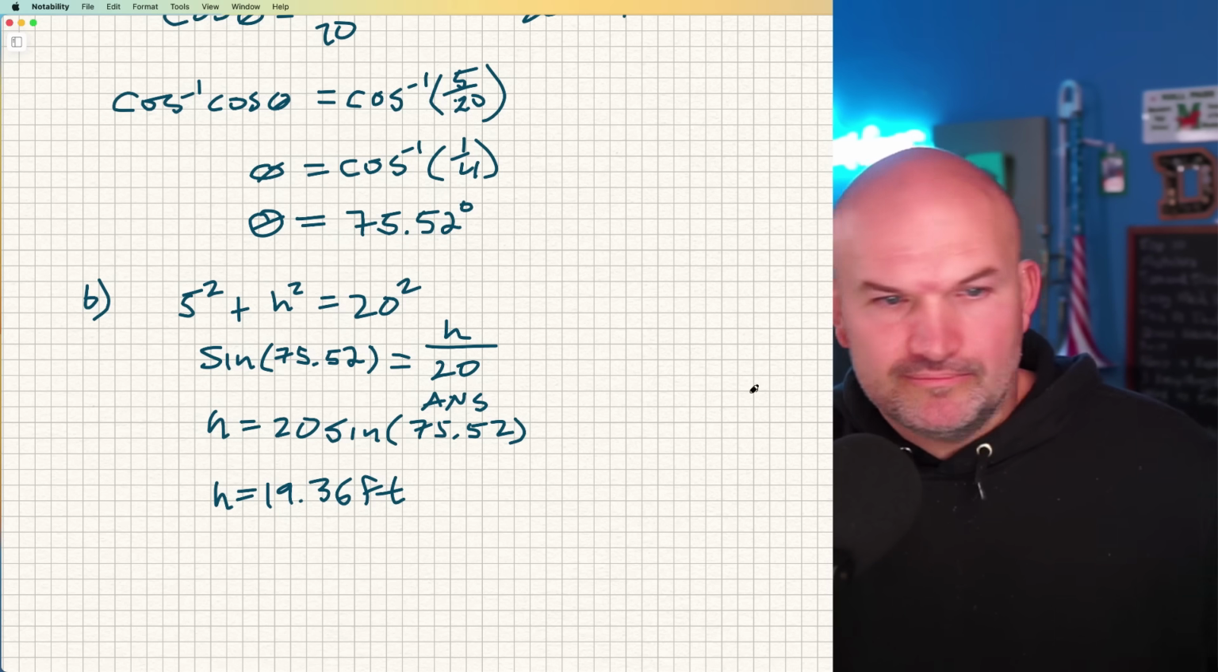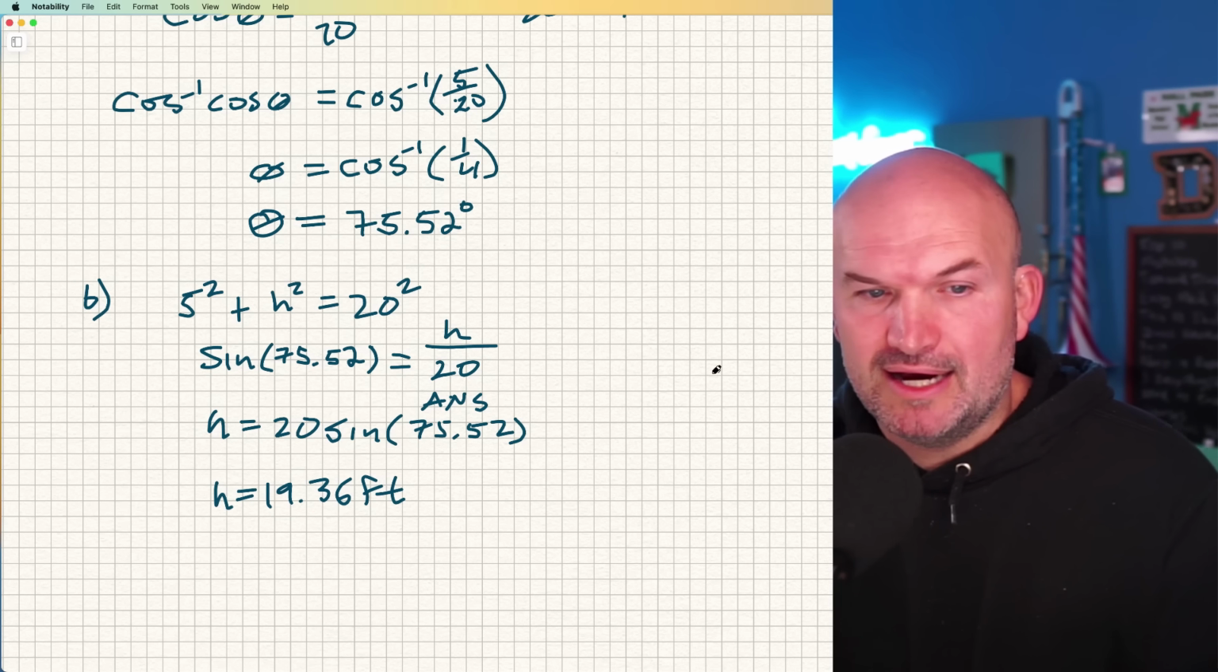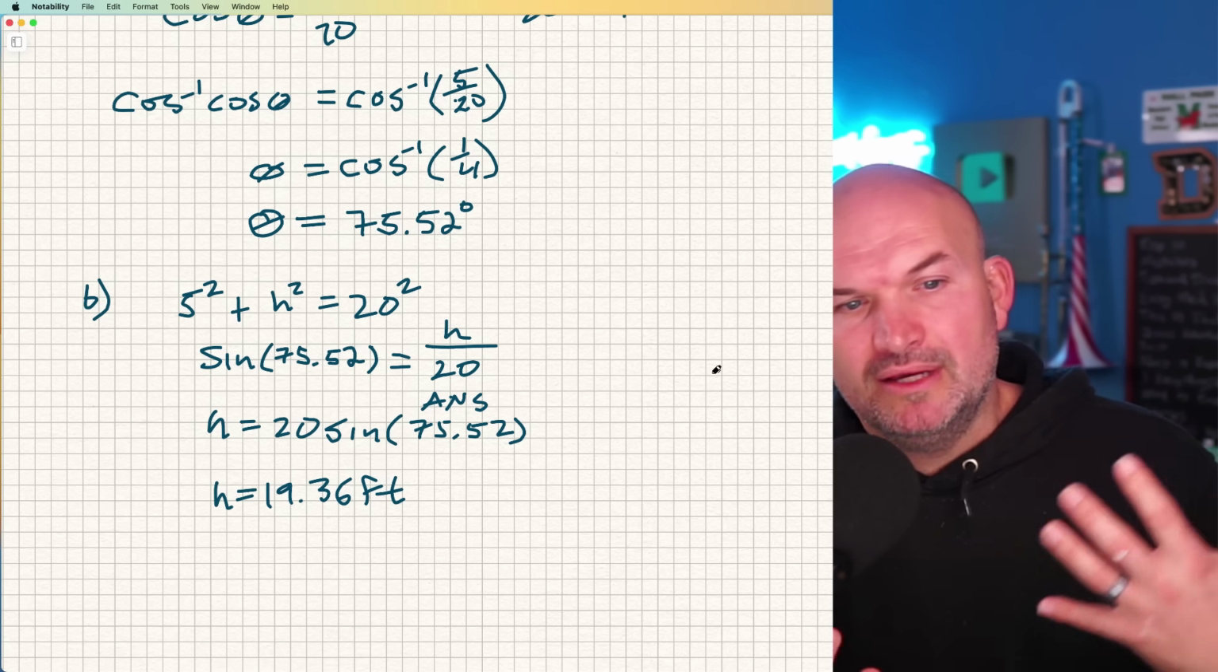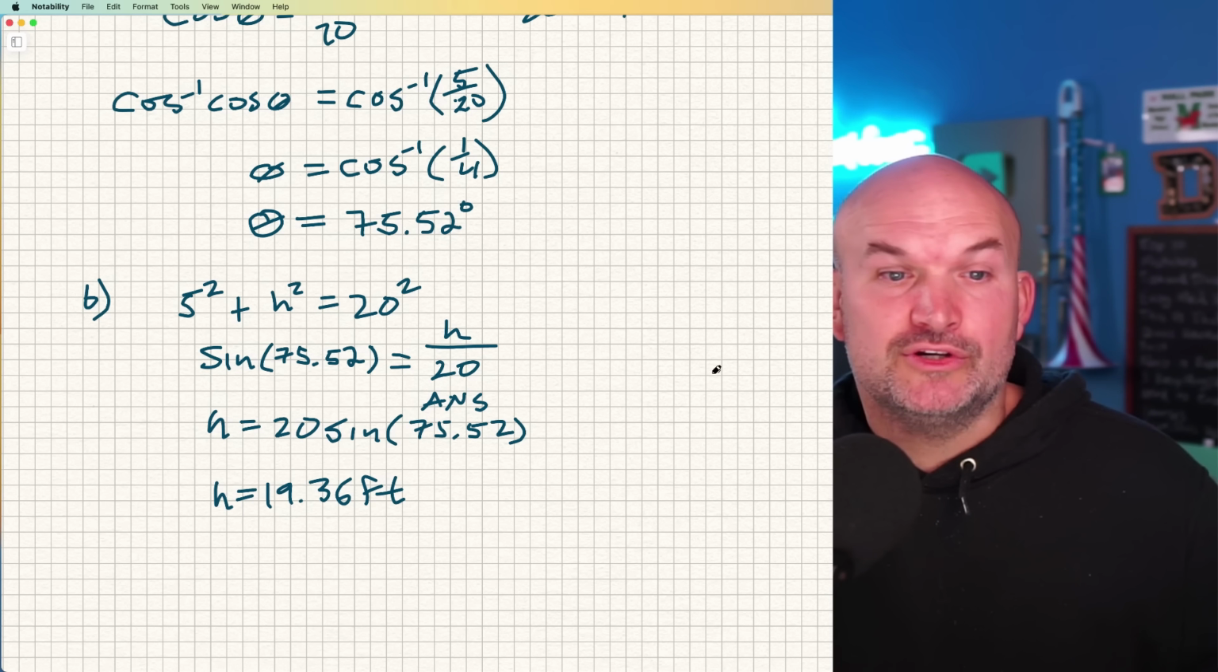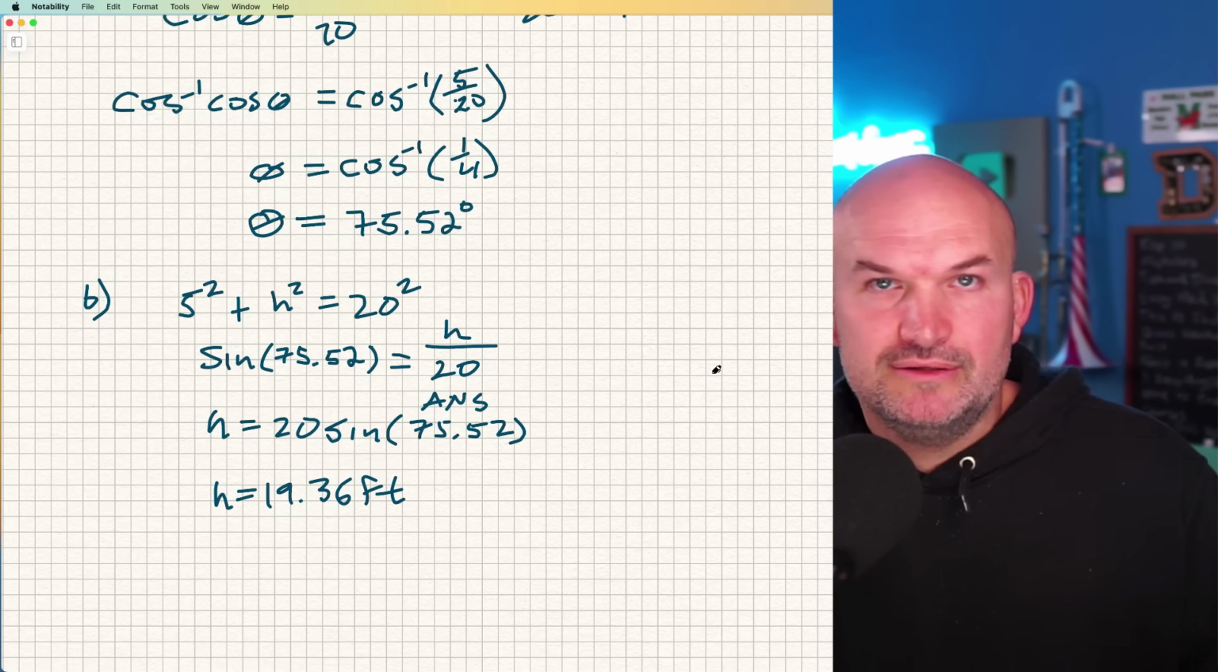feet. So make sure you guys create the picture of your word problem. Always write down the information that you have, and then go ahead and use your knowledge that you have for right triangle trigonometry to go ahead and solve.